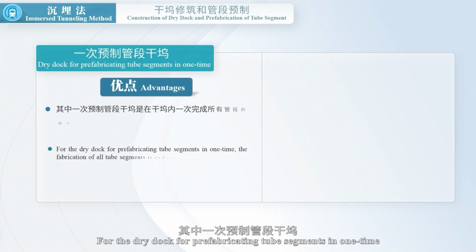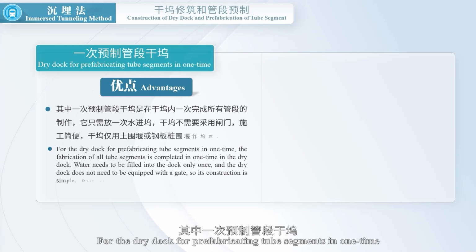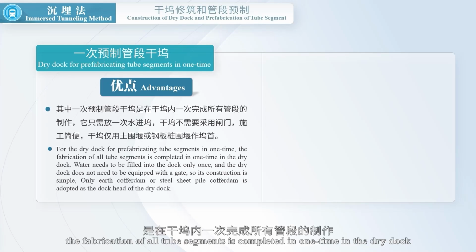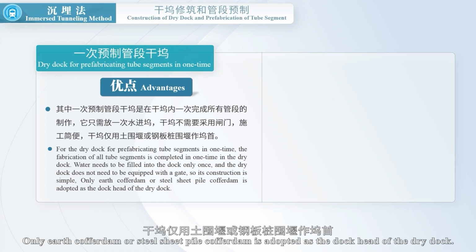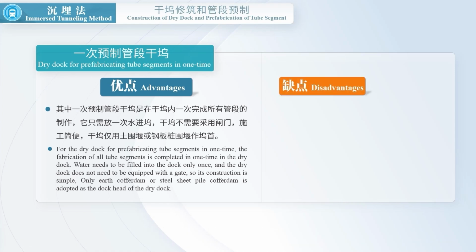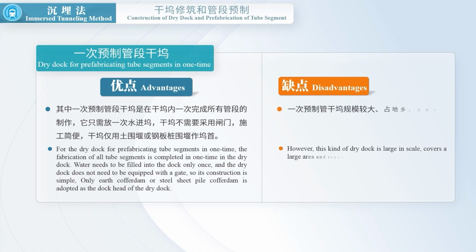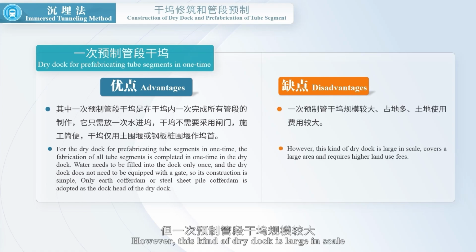For the dry dock for prefabricating tube segments in one time, the fabrication of all tube segments is completed in one time in the dry dock. Water needs to be filled into the dock only once, and the dry dock does not need to be equipped with a gate, so its construction is simple. Only earth cofferdam or steel sheet pile cofferdam is adopted as the dock head of the dry dock. However, this kind of dry dock is large in scale, covers a large area and requires higher land use fees.